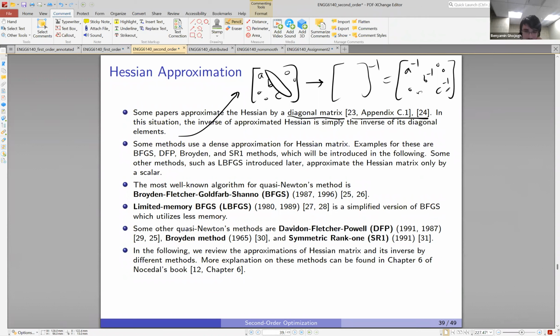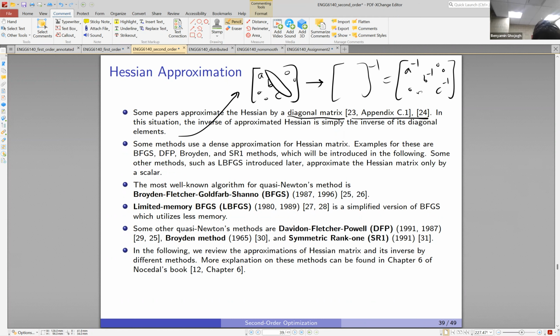So if you relax the Hessian matrix to be diagonal, then it makes it easy for you. Although it's not accurate, its calculation becomes much easier because its inverse is just the inverse of the diagonal. So some methods do that.